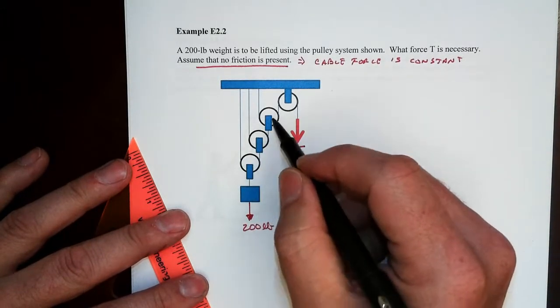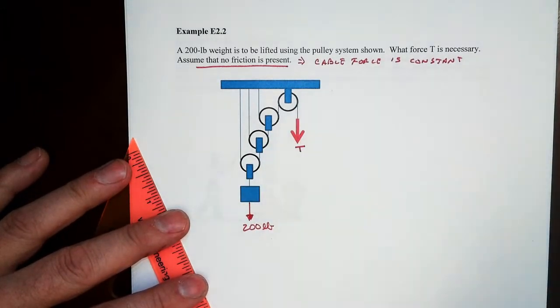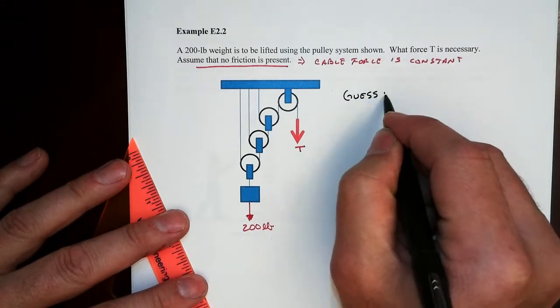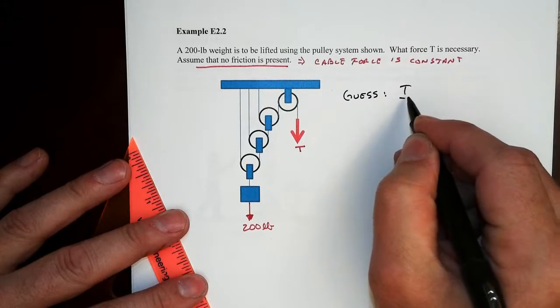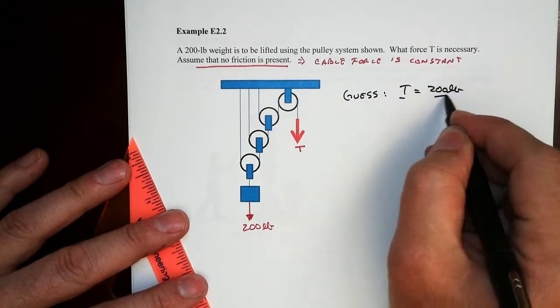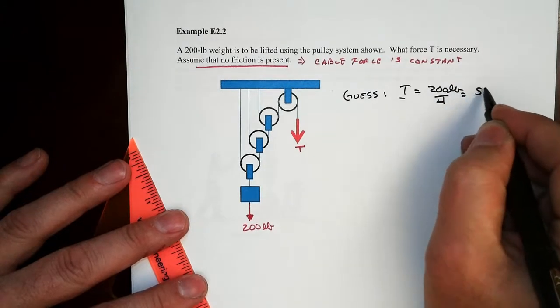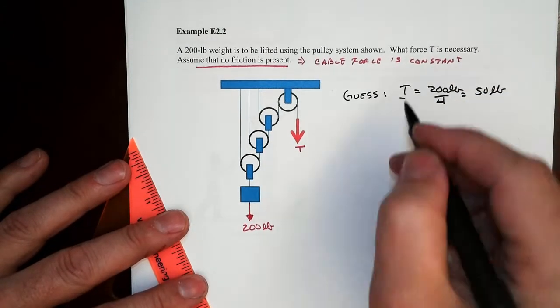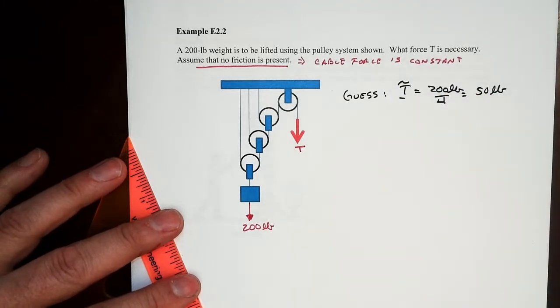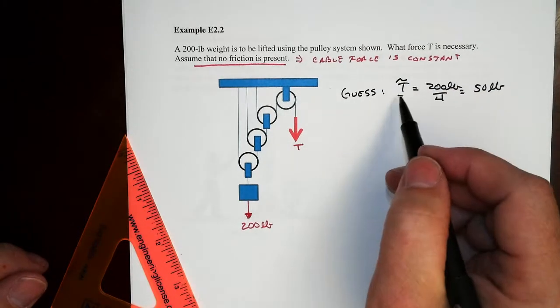We've got 1, 2, 3, 4 pulleys. Let's take, as a guess, T equal to 200 pounds divided by 4. That would be 50 pounds. We'll see how close we are. Because it's a guess, let's put a little squiggly line over the top of it, and just see what happens.